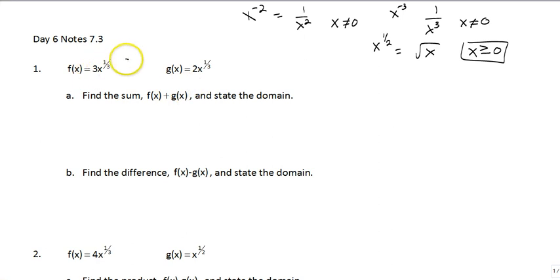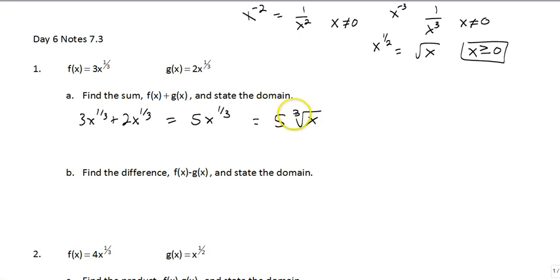So I have 3x to the 1/3 and 2x to the 1/3. Well, 3x to the 1/3 plus 2x to the 1/3 is 5x to the 1/3. And again, we like to write it with cubed roots instead of the fraction. So we can rewrite this as 5 times the cubed root of x. Now my question to you is, what is the domain of this?